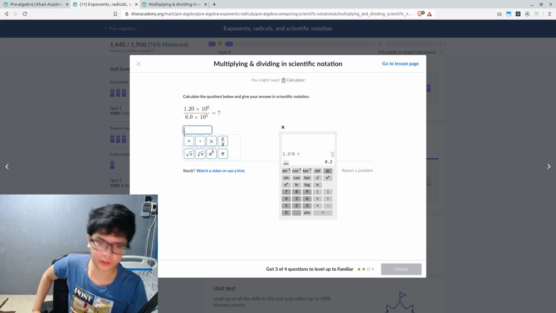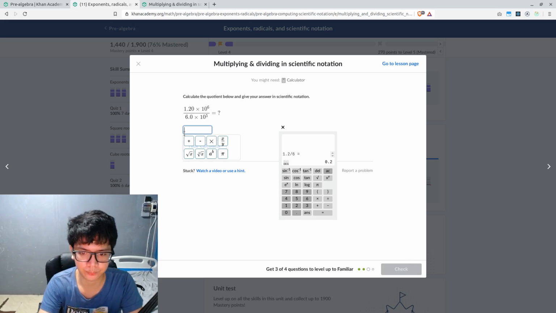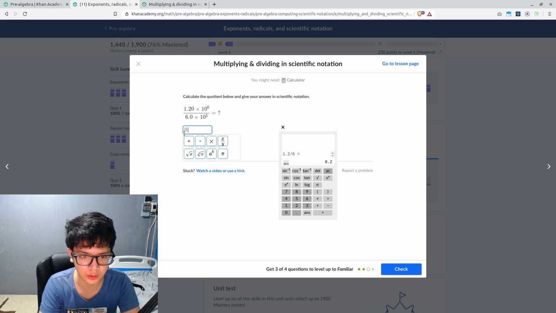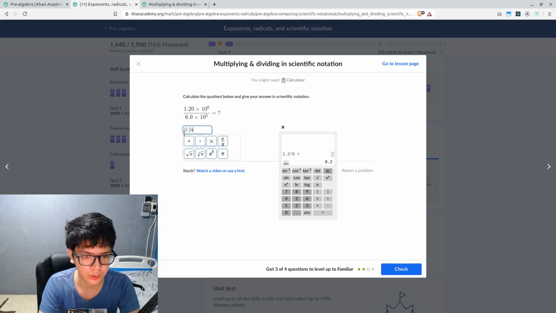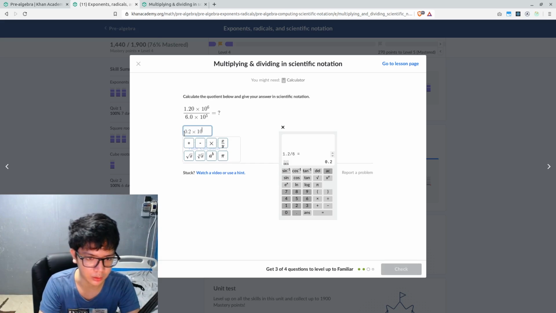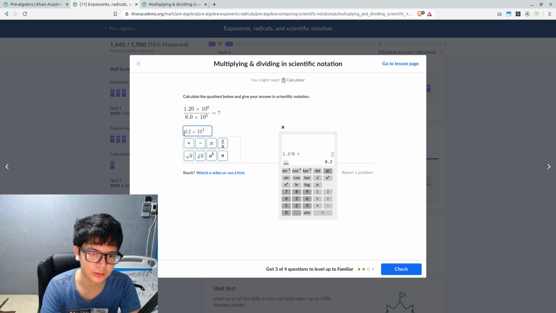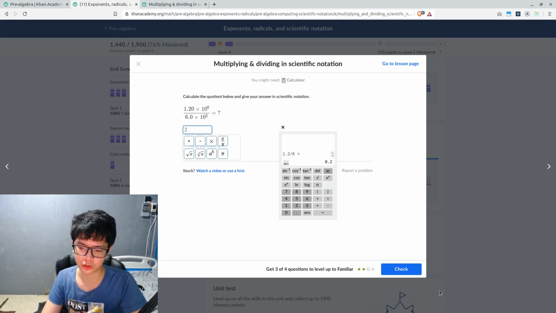Now this is interesting. So you have 1.2 divided by 6, right? So 0.2 times 10 raised to 1. Then if we're multiplying this by 10, so we have 2, and then we're going to just spell 0. So 2.